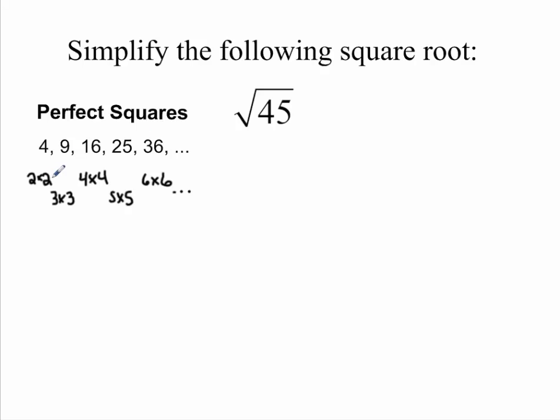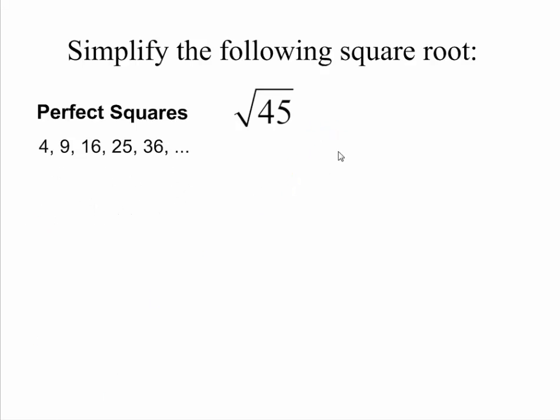So a perfect square is the result of taking a number and multiplying it with itself, and that result is a perfect square. So to be clear, 3 is not a perfect square, but if I take 3 and multiply it with itself, I get 9, and 9 is a perfect square. So it's the result after you multiplied it with itself. Those are the perfect squares. So that's one thing to keep in mind.